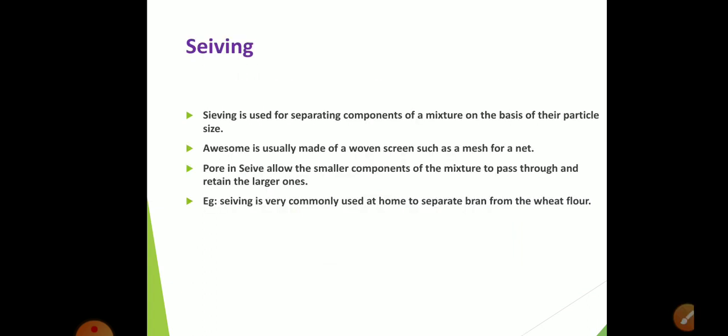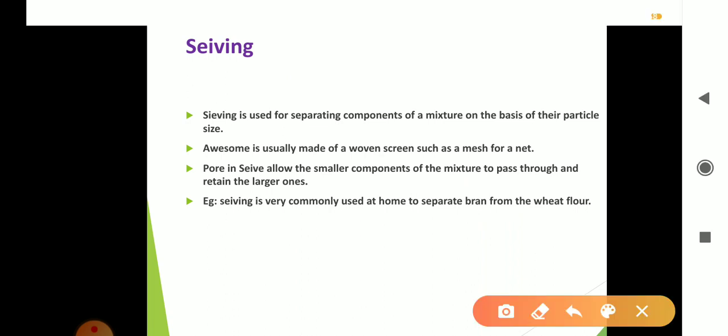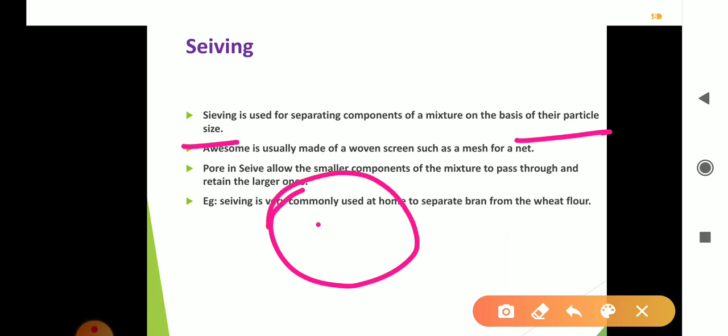Now next is sieving. Sieving is used for separating components of a mixture on the basis of their particle size. A sieve is usually made up of woven screen such as mesh and net. It is like this, no? Okay, and pores are on the sieve. Pores in the sieve allow the smaller particles of the mixture to pass through them, and it retains the larger particles on it.